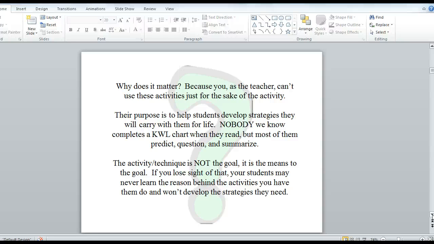Nobody we know creates a KWL chart when they read, as I said in the last overview, but most of them predict, question, and summarize. The activity or the technique is not the goal. It is the means to the goal. If you lose sight of that, your students may never learn the reason behind the activities you have them do, and they won't develop the strategies they need.